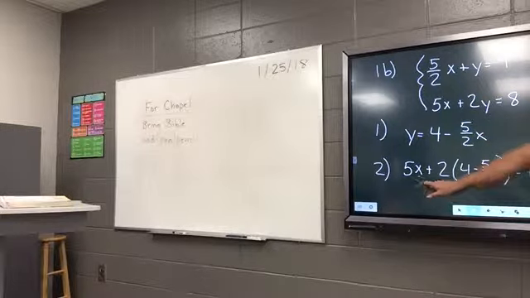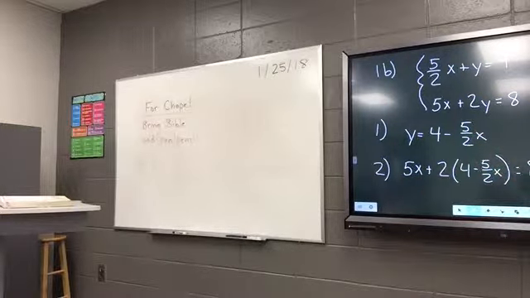Okay, let's take it one step at a time. 5x is 5x, so I'll write that up here. What's 2 times 4? Positive 8. What's 2 times negative 5/2 x? What happens with those 2's? You get negative 5x. So these two right here. That's not what happened, so hold off on that.